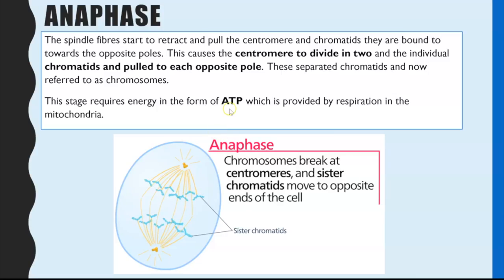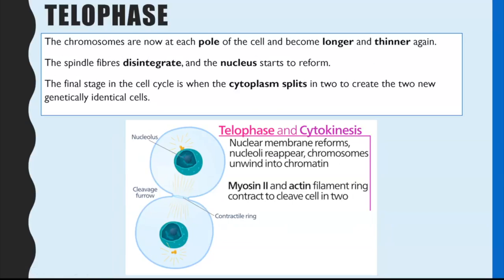And it's worth noting as well that this stage does require ATP. So remember that for potentially essay questions. Anaphase does require ATP. So the final stage is telophase, or you might pronounce it telophase. In this stage, the chromosomes are now at the opposite poles and they become longer and thinner again, so they aren't as visible as actual chromosomes. Spindle fibres that were created will break down and disintegrate, and the nuclear envelope, and therefore nucleus, starts to reform.